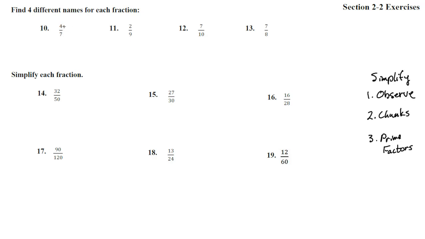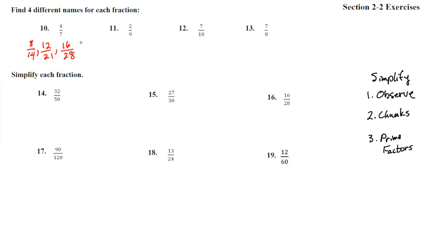Well, times it by different versions of 1. So we can times by 2 over 2. That's 8 over 14. Then we can times by 3 over 3. That would be 12 over 21. We could times by 4 over 4. That would be 16 over 4 times 7 is 28.